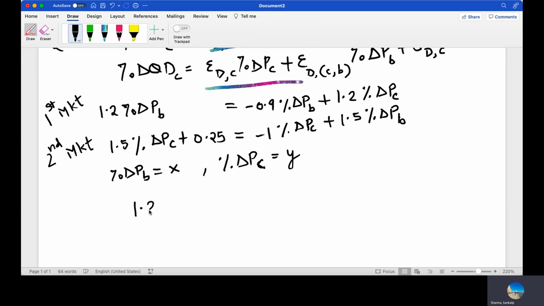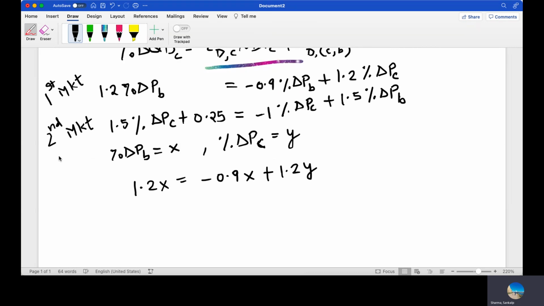So we're just left with 1.2x, which equals 0.9x plus 1.2y. And then, so this is just the first market. So the first market is just this equation. So it's right here.